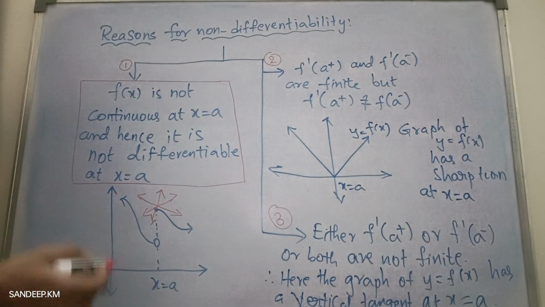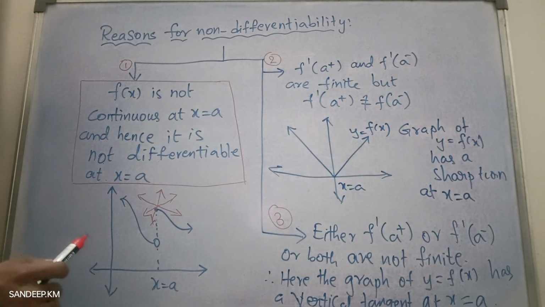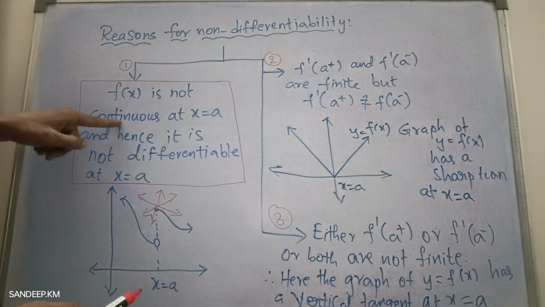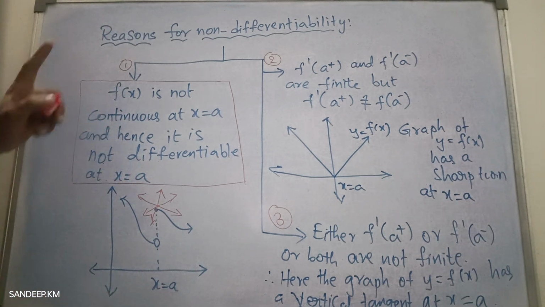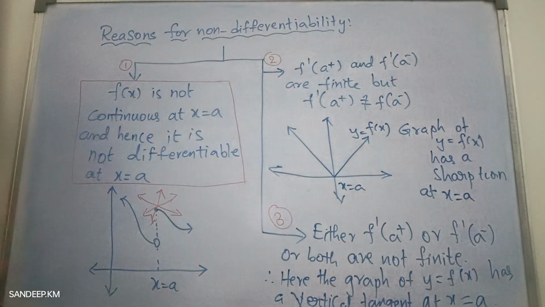Okay, now for this reason we say that the function is not differentiable at x is equal to a. So what is the first reason? If f of x is not continuous at x is equal to a, then obviously it is not differentiable. Okay, now this is the first reason for a function to be non-differentiable.